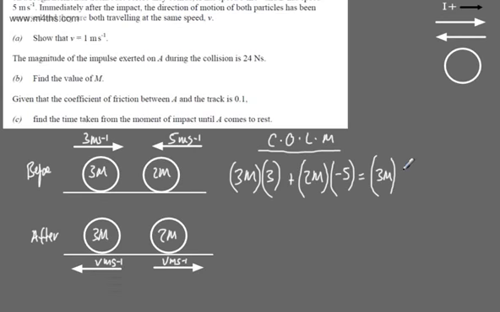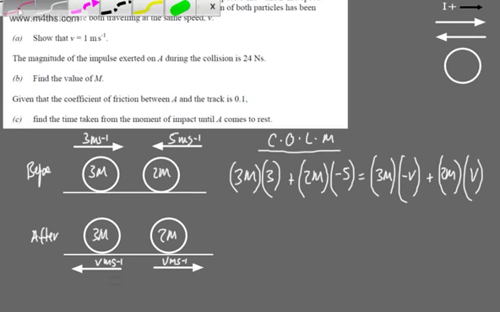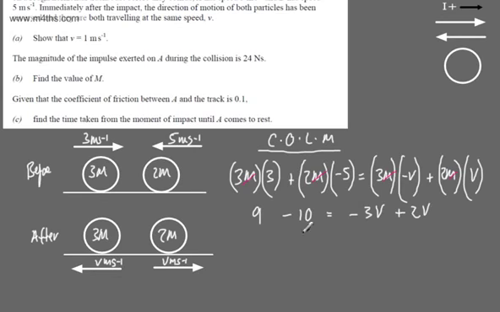So we're going to have 3m, that's the mass, multiplied by minus v. Then we add to that the mass, which is 2m, multiplied by positive v, as we're going in the opposite direction. At this stage, we can state that this equation is independent of m, so we can divide through by m. This just leaves us an equation with numeric values and v. So we have 9, minus 10, equals minus 3v, plus 2v. So that gives me minus 1 is equal to minus v.